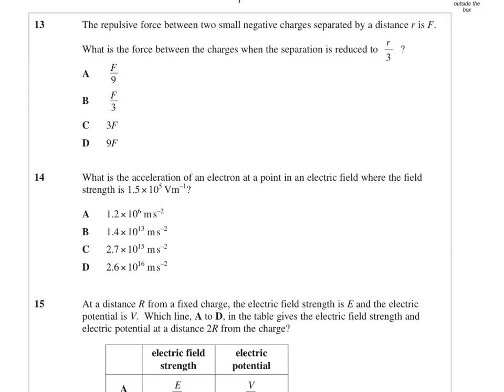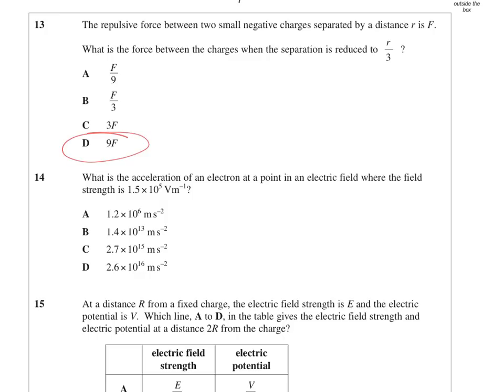Okay, the repulsive force between two small negative charges separated by a distance r is F. What is the force between the charges when the separation is reduced to r over 3? So the force is an inverse square law, so if you third the distance, you'll times the force by 9, so that's going to be D.